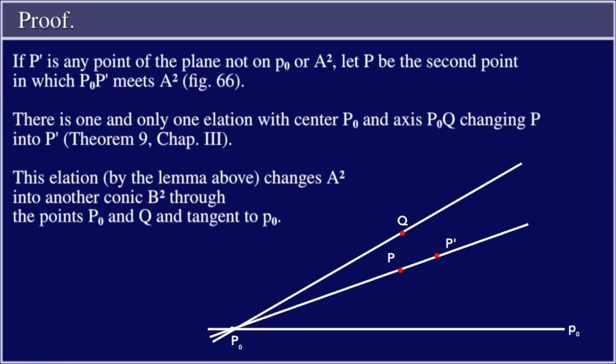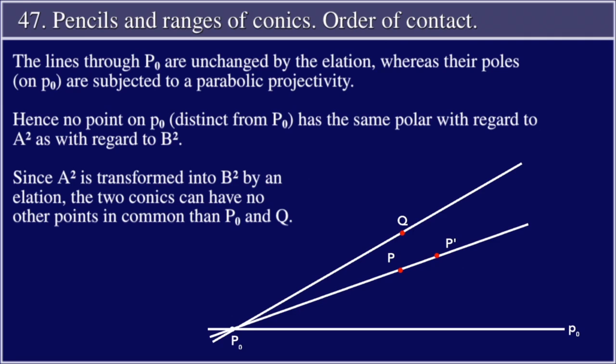and tangent to p0. The lines through P0 are unchanged by the elation, whereas their poles on p0 are subjected to a parabolic projectivity. Hence, no point on p0 distinct from P0 has the same polar with regard to A² as with regard to B². Since A² is transformed into B² by an elation, the two conics can have no other point in common than P0 and Q.